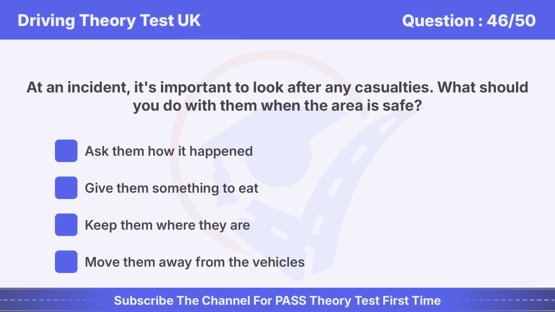Question 46. At an incident, it's important to look after any casualties. What should you do with them when the area is safe? Option A. Ask them how it happened. B. Give them something to eat. C. Keep them where they are. D. Move them away from the vehicles. Answer is C. Keep them where they are.